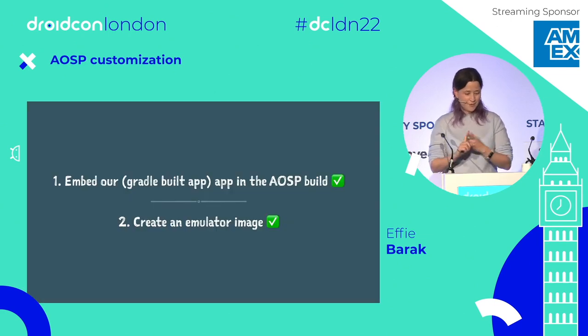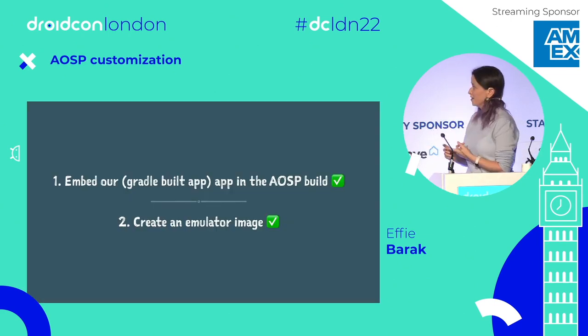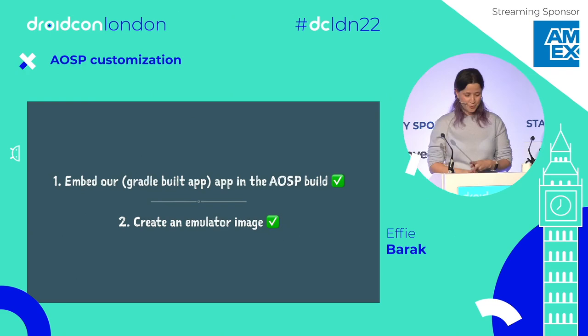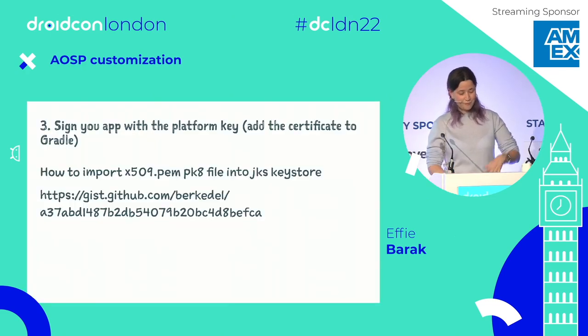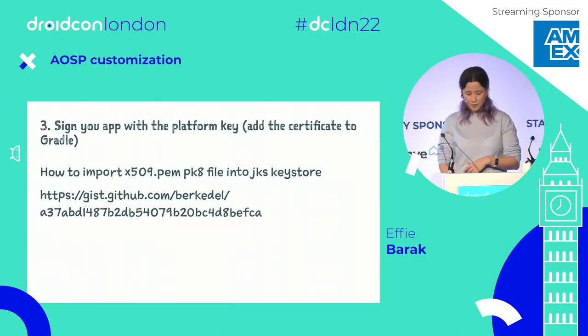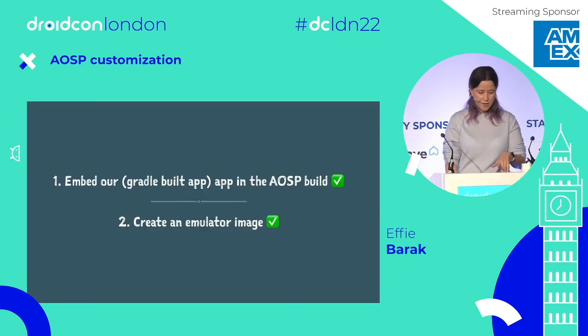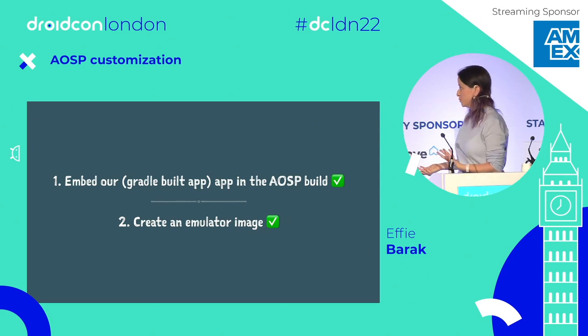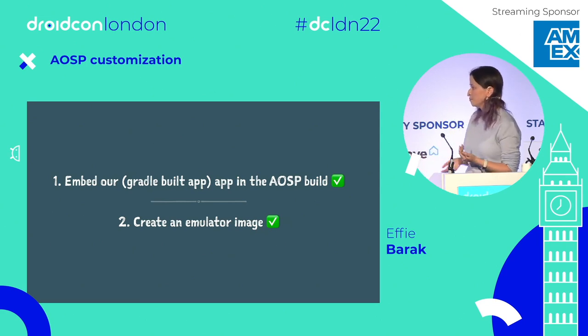So now we have AOSP built with our app, and we have an emulator image for this very specific AOSP build. The third thing we need to do, so let's go back here. Now we can run this emulator image, and we will see our app embedded into this AOSP build. We can see it, we can open it.